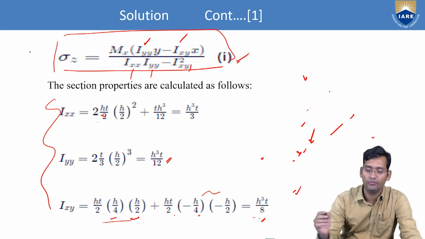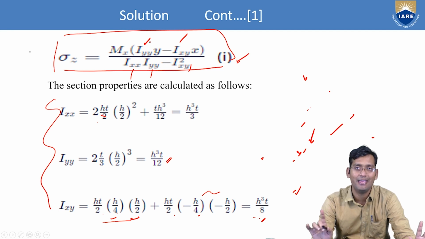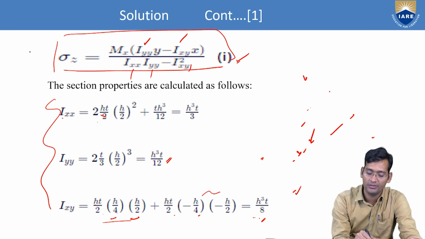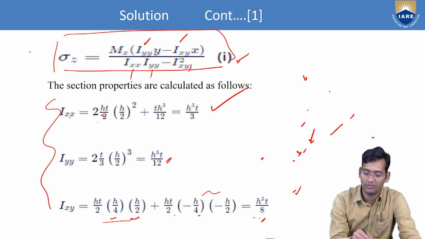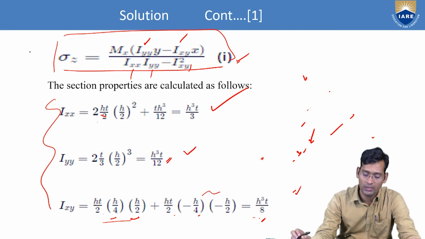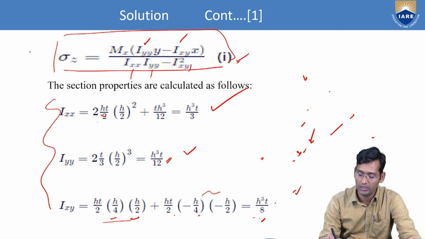Okay, so now what we have to do? We require here Iyy, Ixx and Ixy, that is the section property. So now let's find the section property. So for finding, this is the Ixx, right? What we got? Ixx is htq by 3, Iyy as htq by 12, and Ixy as htq by 8.